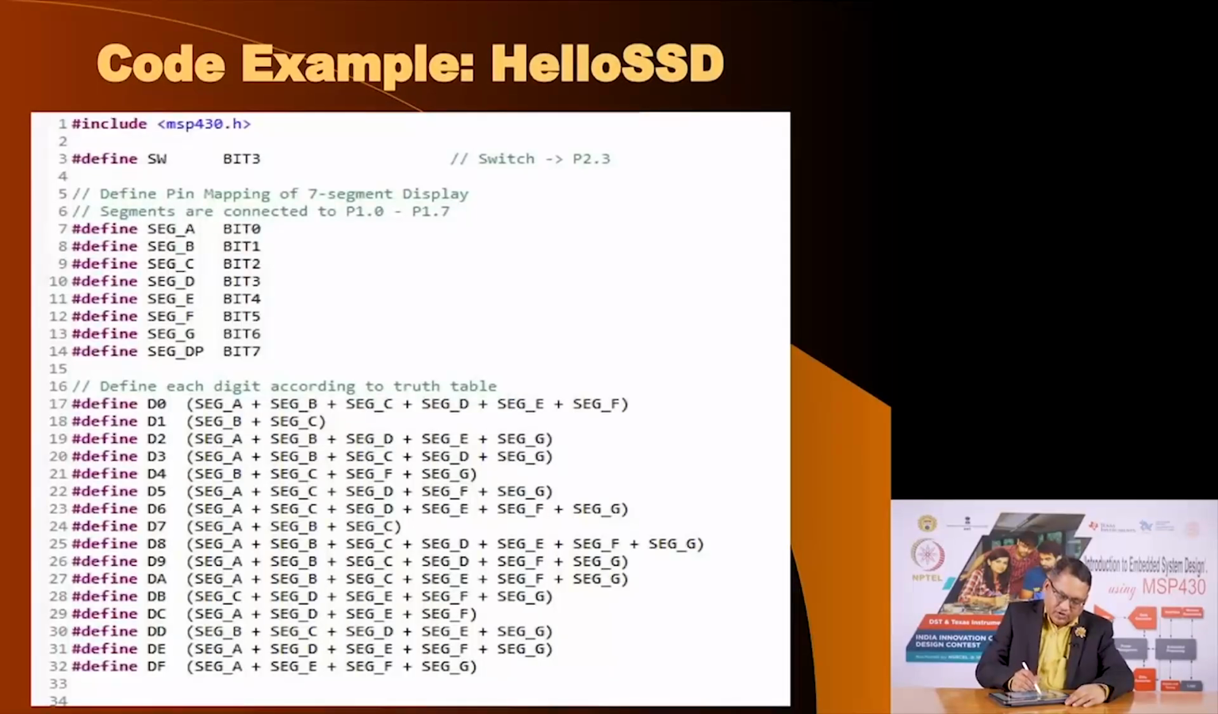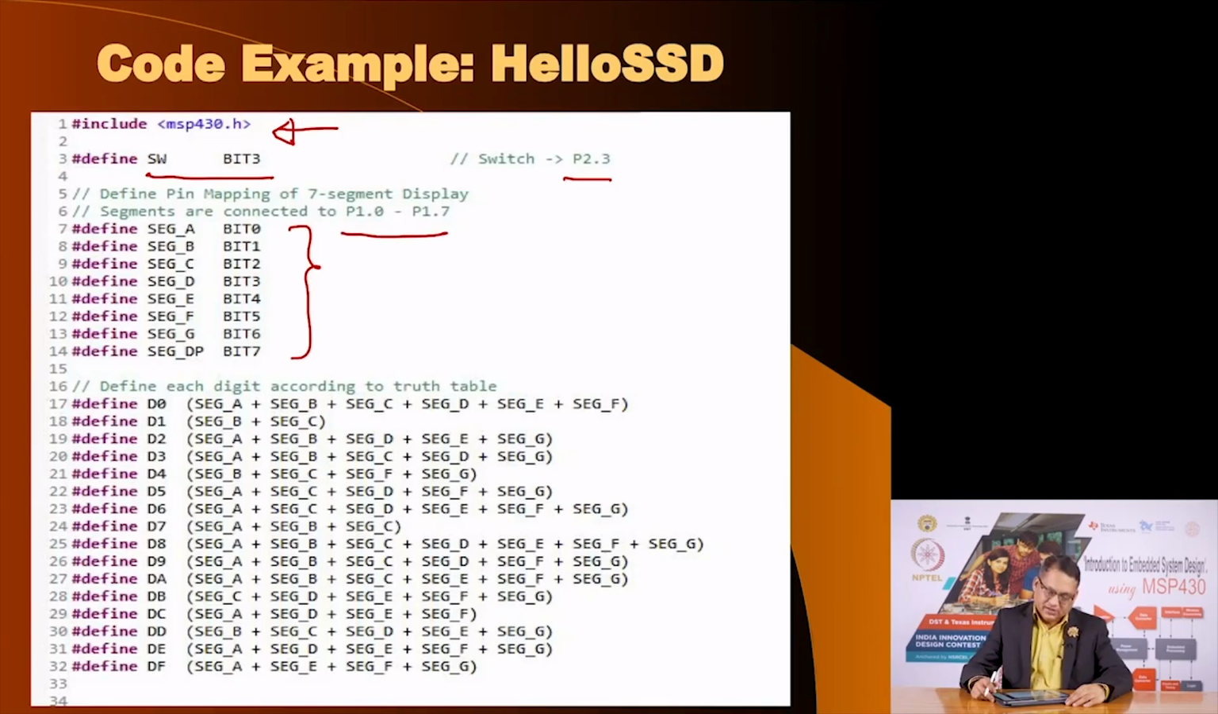Now, here as we have always seen, we include the MSP430.h header file. Then we have defined our switch to be on bit 3, and we actually connected it to port 2 bit 3, and here we have our segments of the 7 segment display A through DP. They are connected to port 1.0 to port 1.7 pins. We have used limiting resistors, and if you choose a 1 kilo ohm or value of resistor around that should work fine.